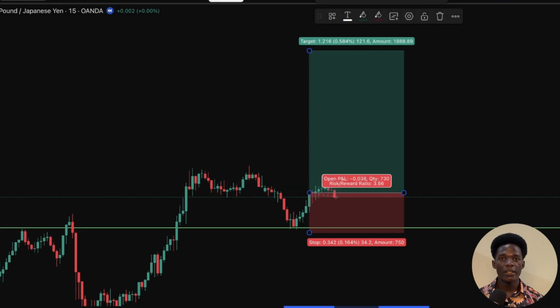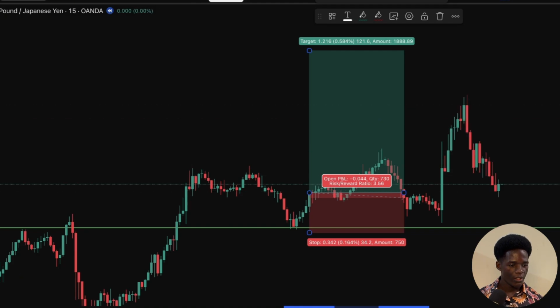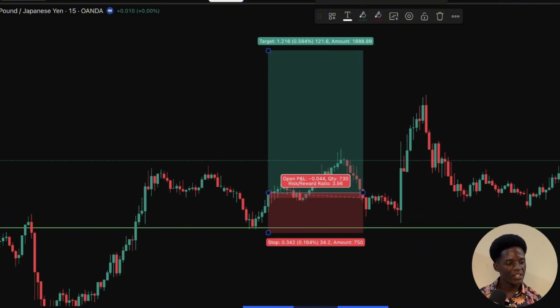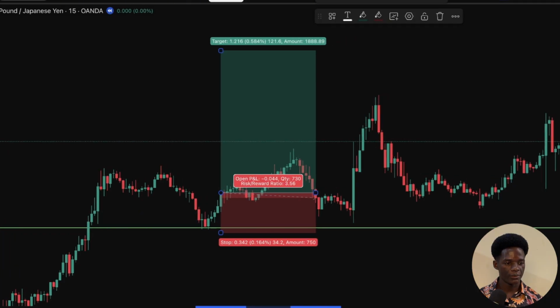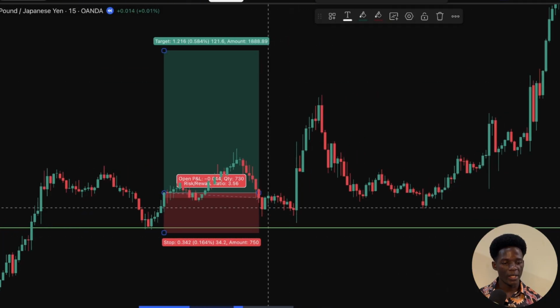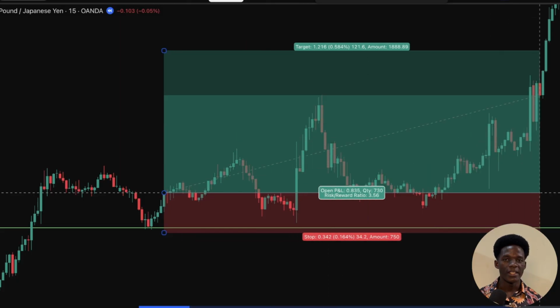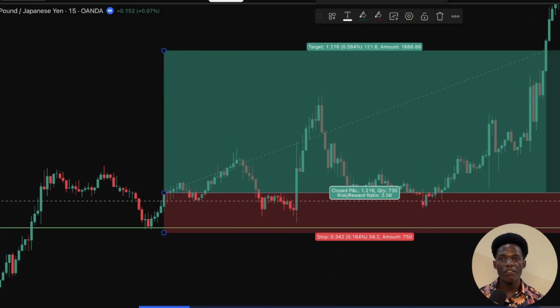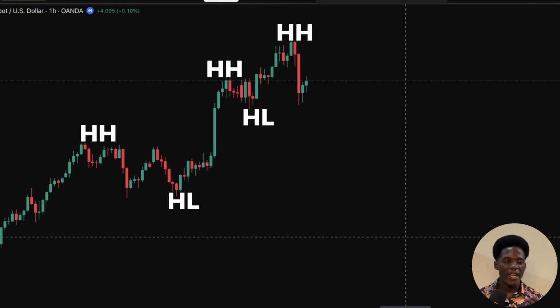You have to be patient to wait for price to hit your TP. So when you see price reversing at your entry point, you don't need to get out of the trade. You have to be patient to wait for price to hit your TP. That's what I mean when I say you have to be patient to wait for price to hit your TP. The price is going up, creating higher highs and higher lows.